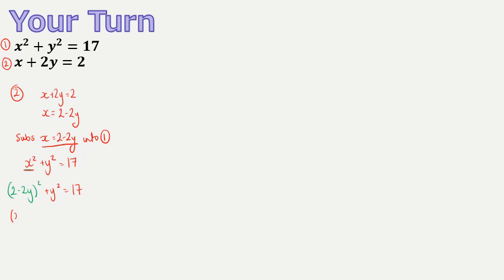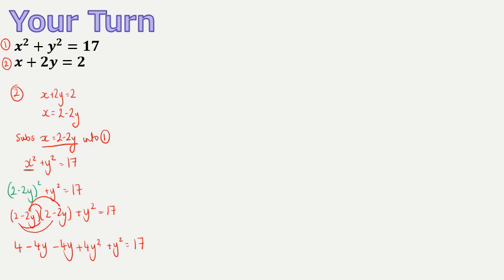I've then got to expand the bracket. So 2 times 2 is 4. 2 times minus 2y is minus 4y. Minus 2y times 2 is minus 4y again. And finally, minus 2y times minus 2y is going to give me plus 4y squared. So that's the bracket expanded, and then write everything that was remaining.